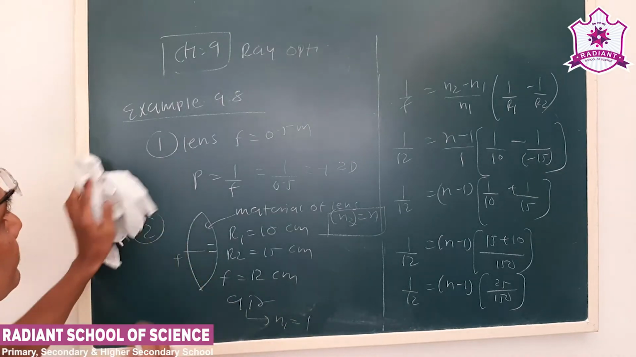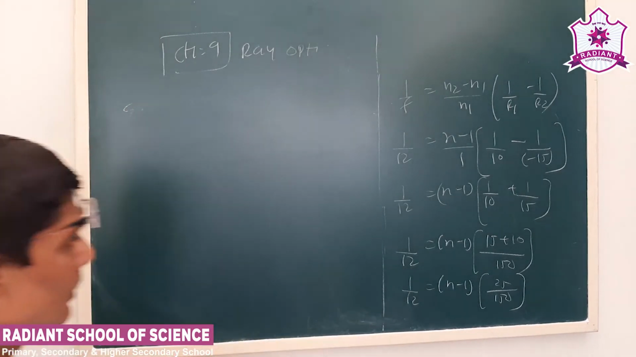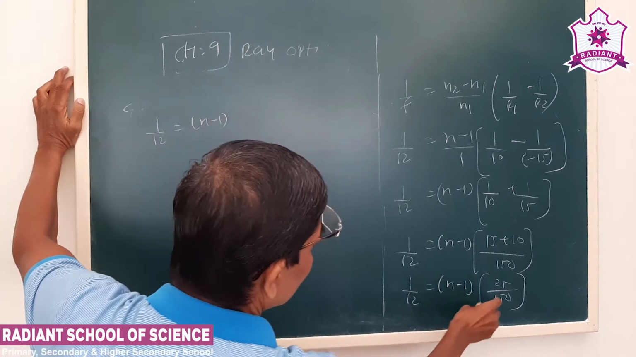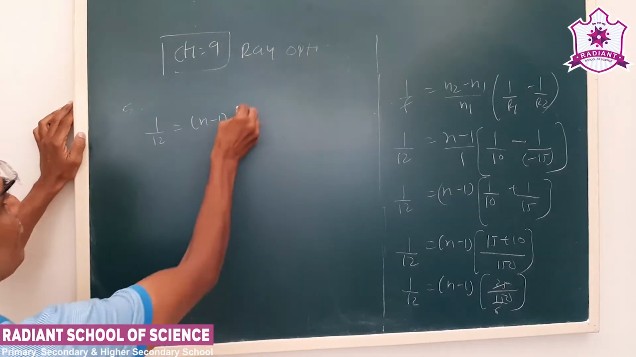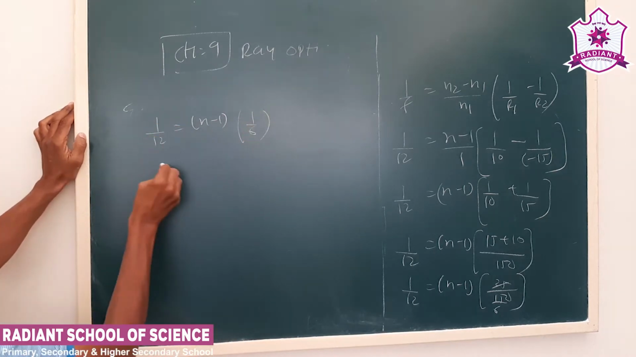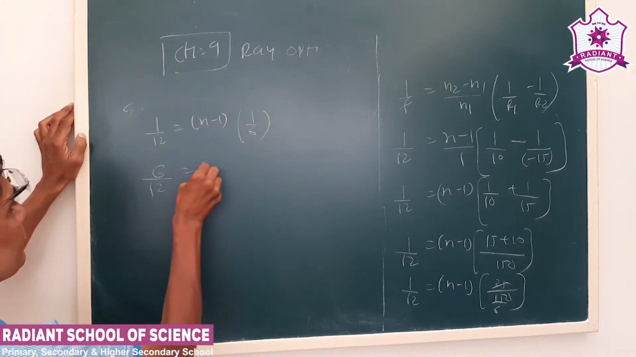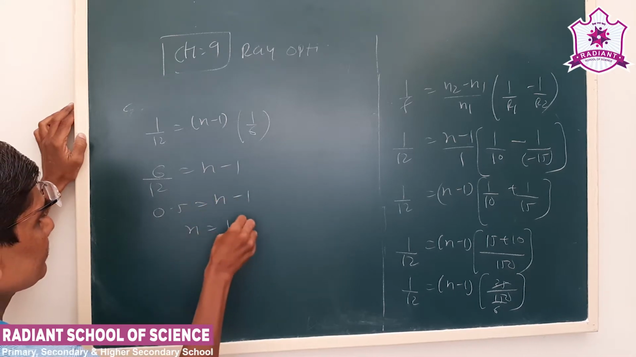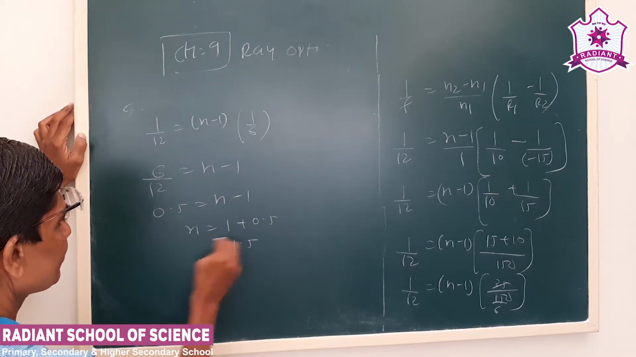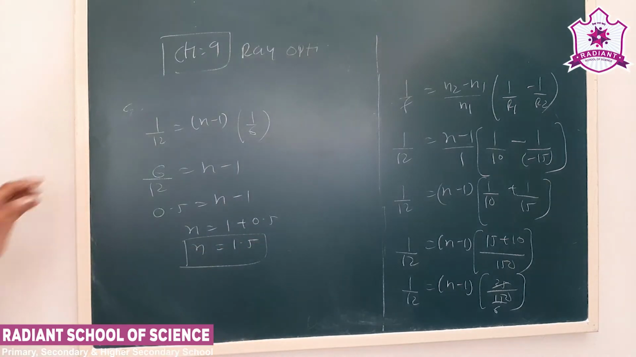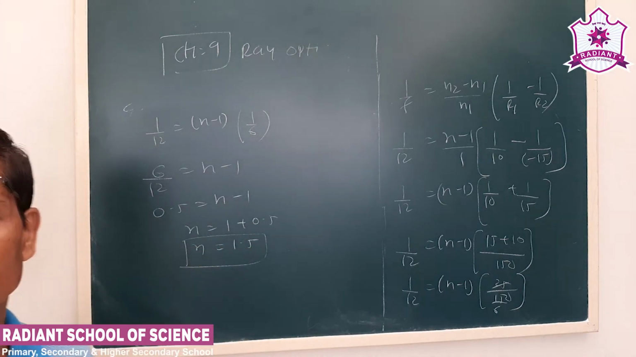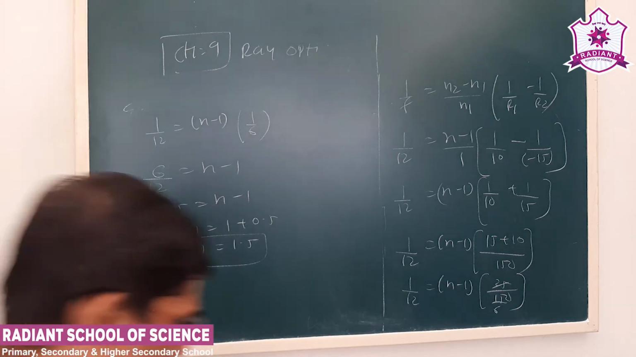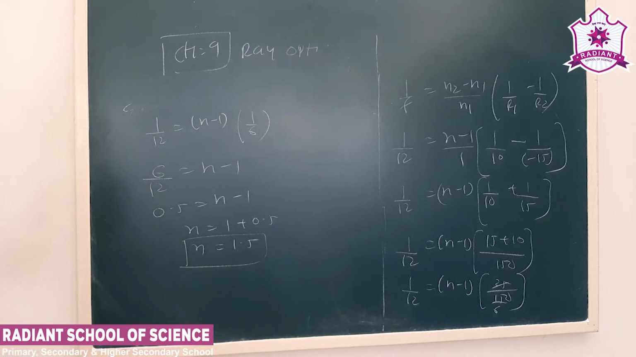Now if we solve, see 1 upon 12. So this will be 25 upon 150, yeah. Okay, it will be 1 upon 6. 6 if I take on the left hand side, this 0.5. Okay, so in that case, see, the refractive index of the material of the lens is 1.5. See, this is the second part of the question. Now see the third part of the question.